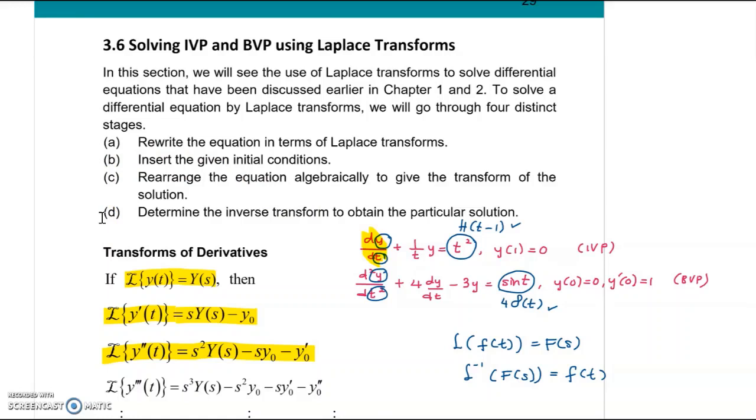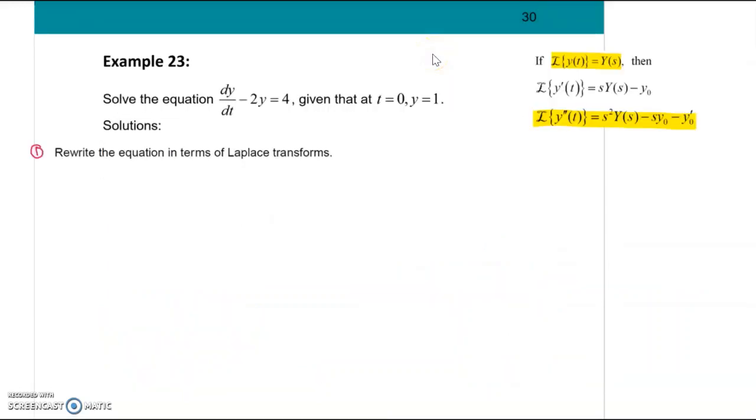Example 23, solve the equation dy/dt minus 2y equals 4, given that at t equal to 0, y equals 1. And I put the transform of derivative at the right hand side here, so that it can be referred to more easily.